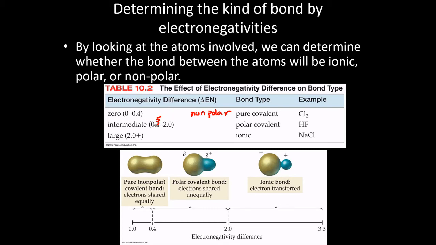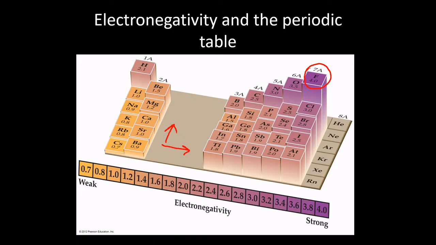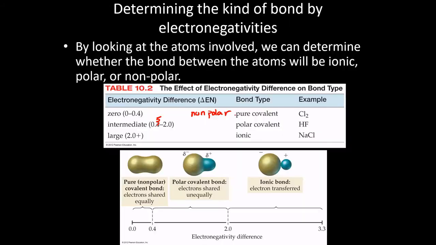So if it's greater than 0.4 difference, it doesn't have to be at 0.5, depending on what tables you look at. This particular table doesn't go down to the hundredths, but you can find electronegativity tables that go down to hundredths. If it's greater than 0.4, it is considered polar. And if it's 0.4 or less, the difference between the two atoms, that would be purely covalent.